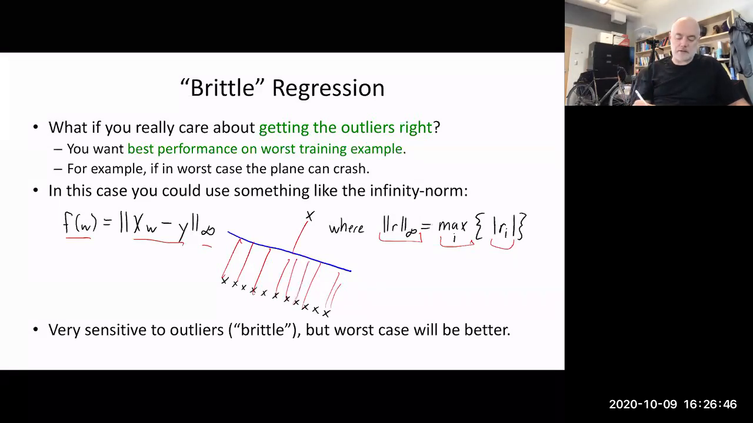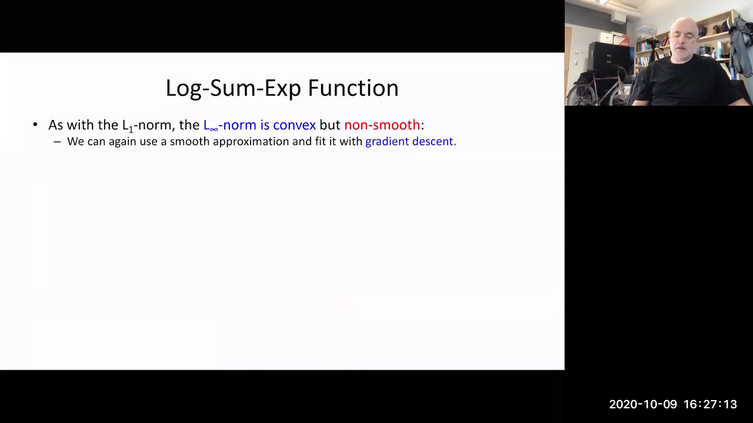regardless of how many of these there are. So in this particular case, this data point is going to pull the entire regression relationship closer, such that you have reasonable performance on what would be an outlier, but maybe is actually a really important point. So brittle regression, or infinity norm regression, is very sensitive to outliers, but in the worst case situations, it can be better. And this is really one of the prettiest parts of the course right here.